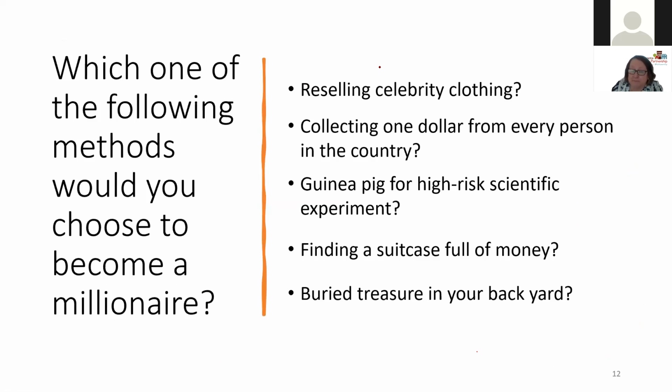And open it. Select an option from stamp, and you'll see there's 6 different little characters, and pick your favorite one. And mark 2 answers to the question, which one of the following methods would you choose to become a millionaire? And mark 2 of those that best describe your preferred way of becoming a millionaire. And we'll give you about 30 seconds to do this.